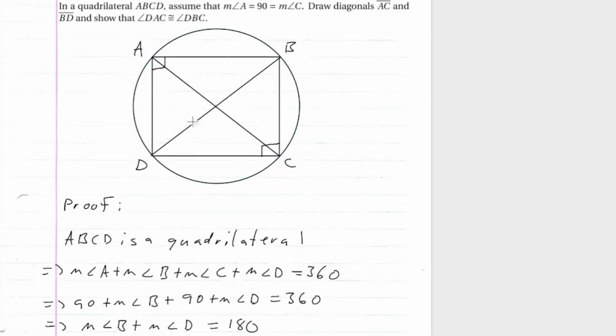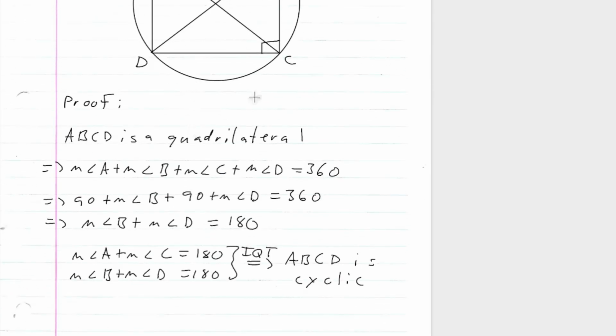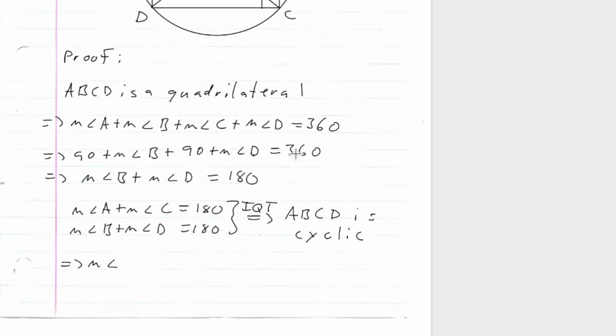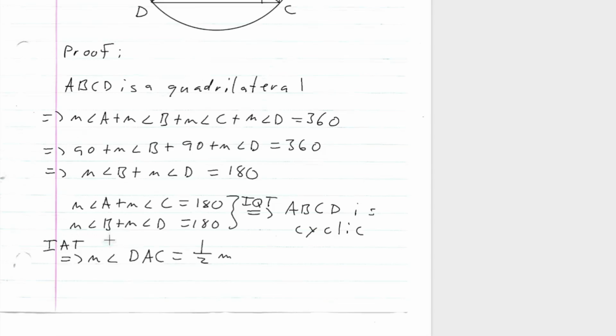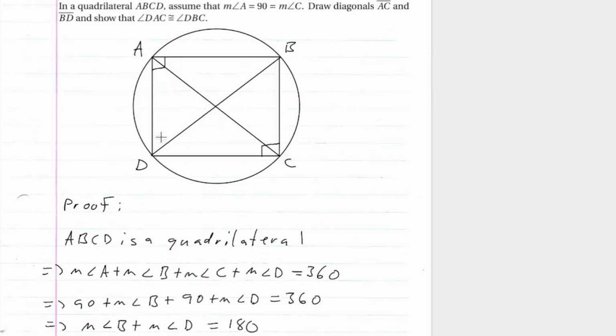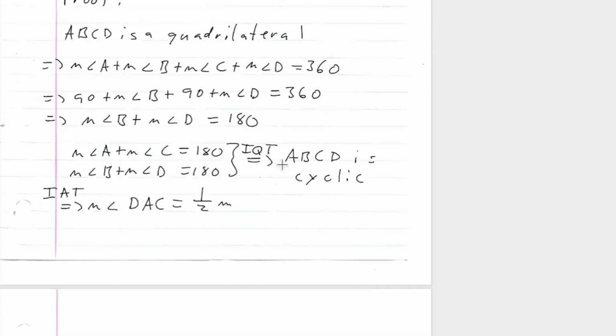All right, so there's my circle, right? ABCD is cyclic. So now this implies that the measure of angle DAC is equal to half the measure, because of, of course, the inscribed angle theorem, because this is now an inscribed angle, right? This DAC. So by the inscribed angle theorem, I know the measure of DAC is equal to half the measure of arc DC.